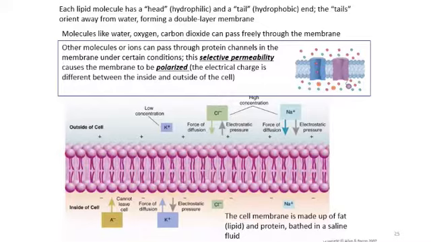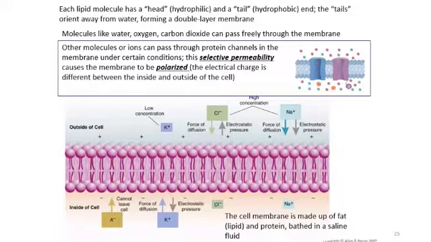Other molecules or ions can only pass through protein channels in the membrane under certain conditions. And so we say that the membrane is selectively permeable. It only allows certain ions to pass through under certain conditions. That selective permeability causes the membrane to be polarized, and that polarization means that the electrical charge is different inside and outside the cell. The cell membrane itself is made up of a phospholipid layer. It's a lipid and protein, and it's bathed in a saline solution, or kind of like salt water.